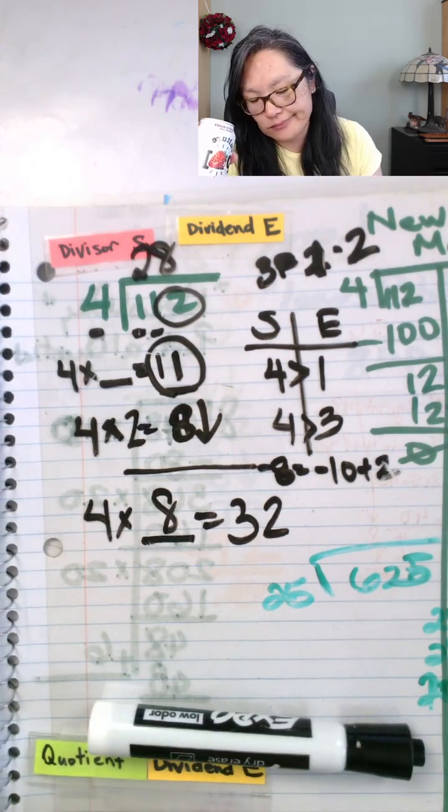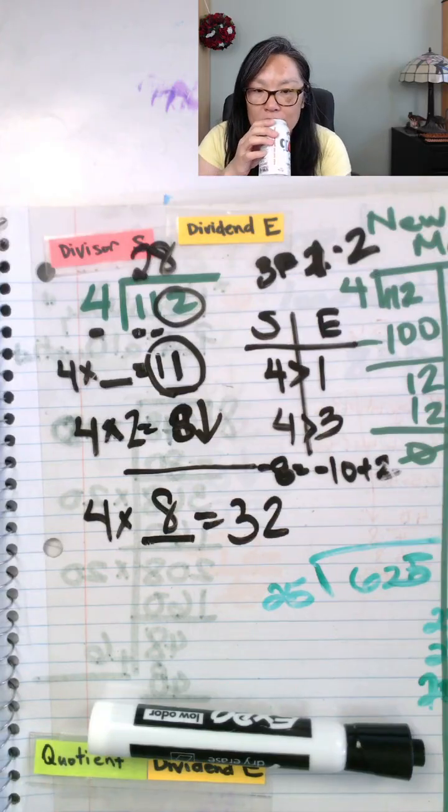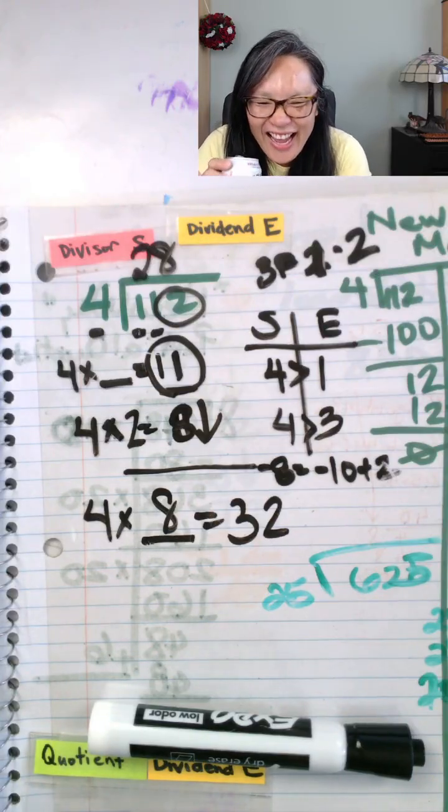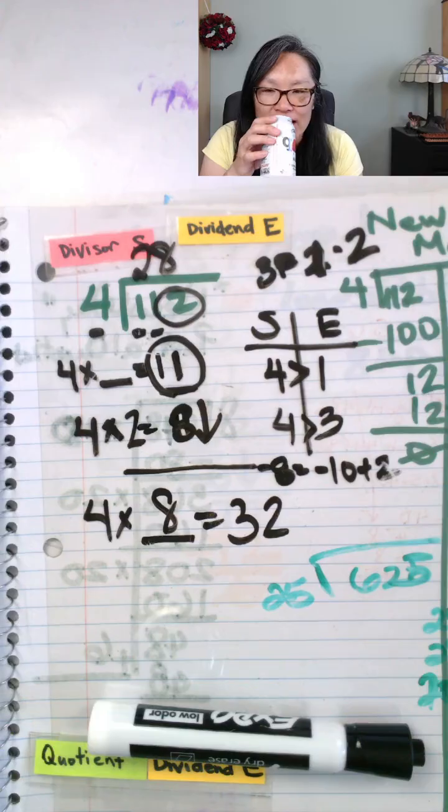What grade of math is this? What's division? I don't know. 3rd grade, 4th grade? Very old math. This is the fun math. This is the fun grade. Is it 4th grade? I think it is 4th grade.